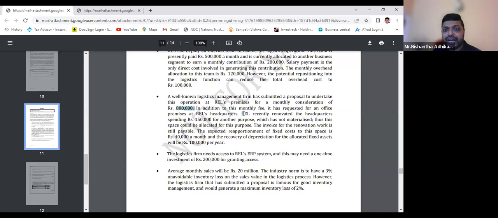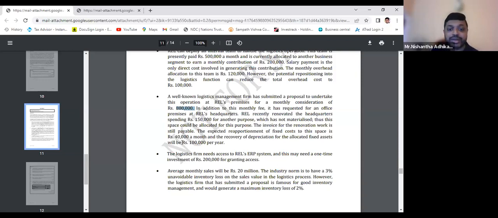Right, REL. In addition to this monthly fee, it has a request for office premises at the REL headquarters. REL has currently renovated the headquarters, spending 150,000 for another purpose, which has not materialized. You have already spent it, but you can't use these premises for any other purpose. The invoice for the renovation work is still payable, whether you pay or not. It has already been incurred, even though you have a payable. The expected reapportionment of the fixed cost of this space is 40,000 a month.